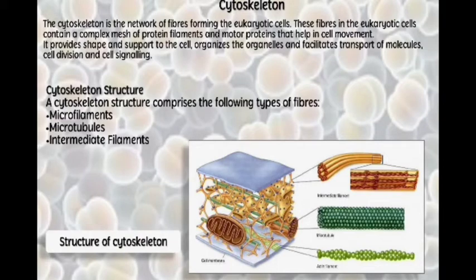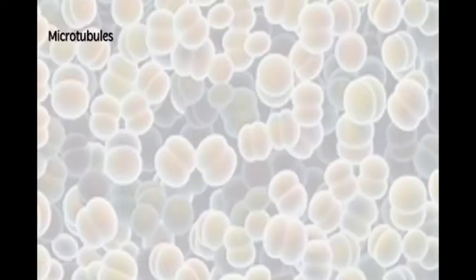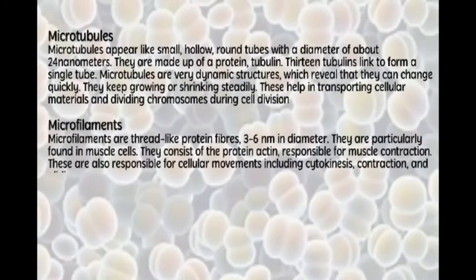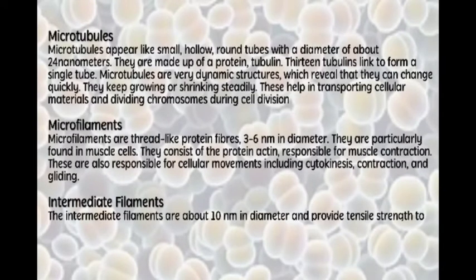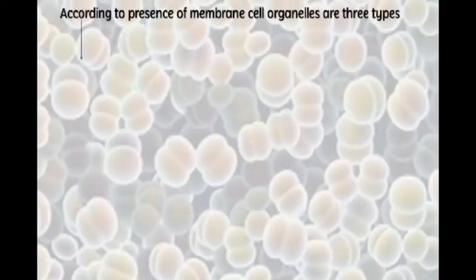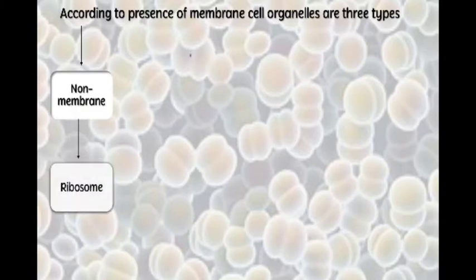Microtubules are very dynamic in behavior. They keep growing and shrinking steadily. These help in transporting cellular materials and dividing chromosomes during cell division. Now the other constituent of cytoplasm is the organelles. Those are the main components, I think, of the cytoplasm.